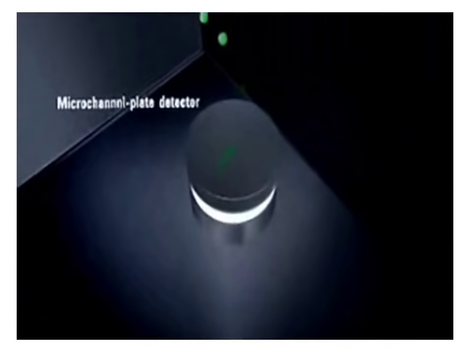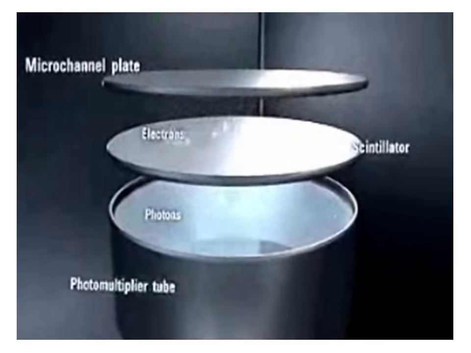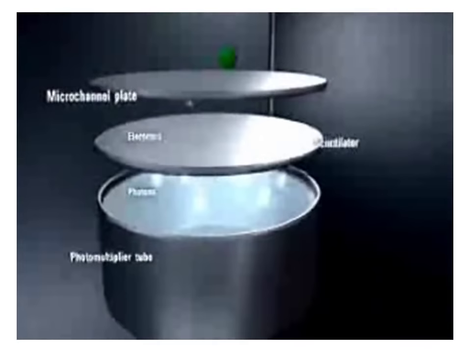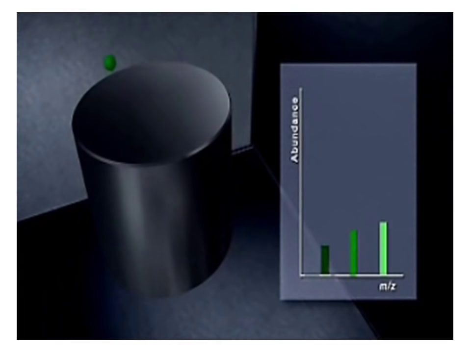They strike the detector and cause a cascade of ions, which is then measured by a photomultiplier tube. Thus, different mass ions are detected in bins.